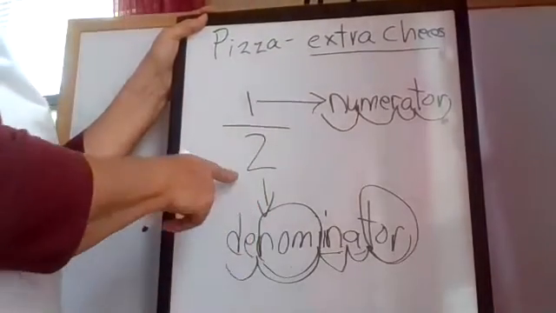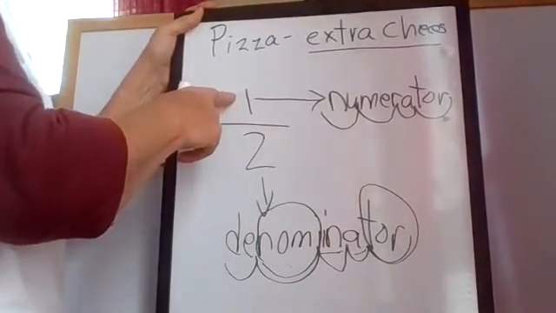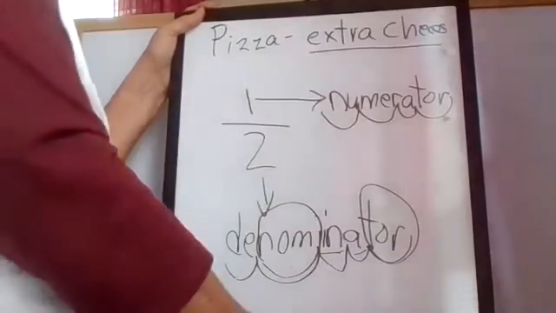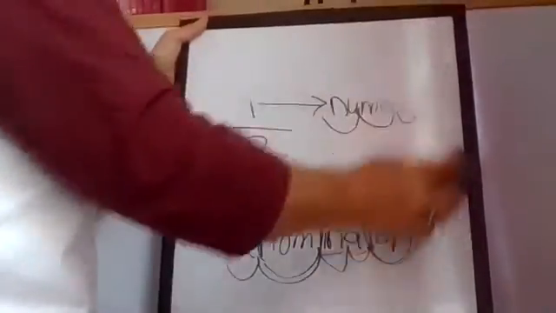The denominator is the bottom number in a fraction. A numerator is the top number in a fraction. It's very important to know. I better take my extra T's off of here.